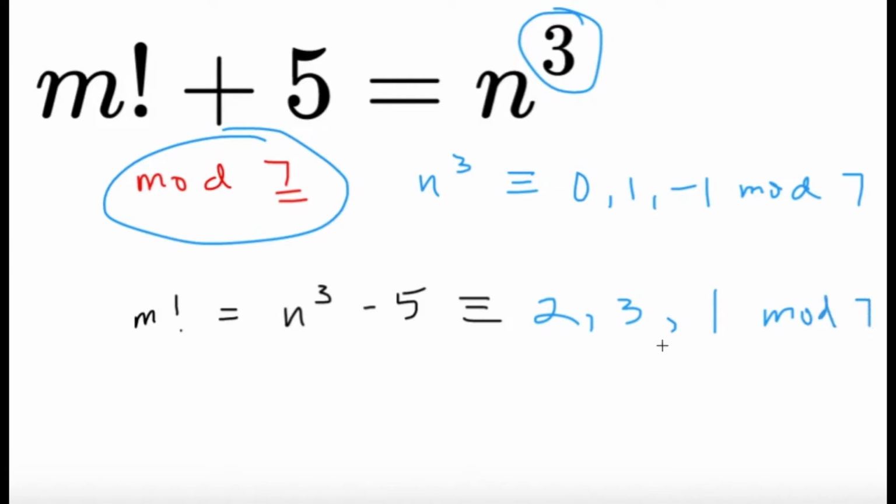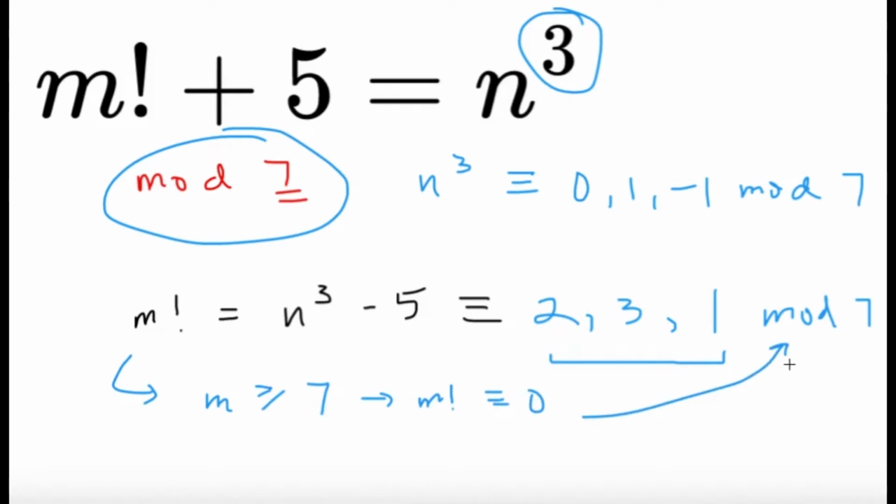What's important here is that 2, 3, and 1 are not 0, so m factorial is not divisible by 7. With this, we can already conclude that if m was greater than or equal to 7, then m factorial would be congruent to 0 under mod 7. But that's not possible to have a solution because n cubed minus 5, whatever the value of n is, is only going to be 2, 3, or 1 modulo 7. That is why it is very nice to choose the value 7 and take mod 7 on both sides to restrict the value of m. So m greater or equal to 7 leads to a contradiction under modulo 7, so we ignore that.